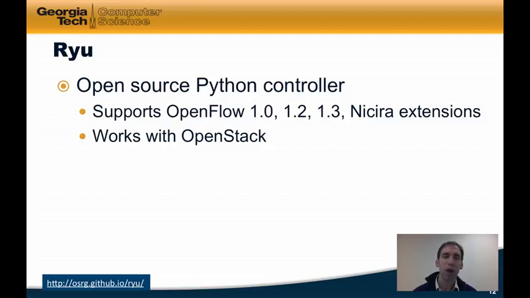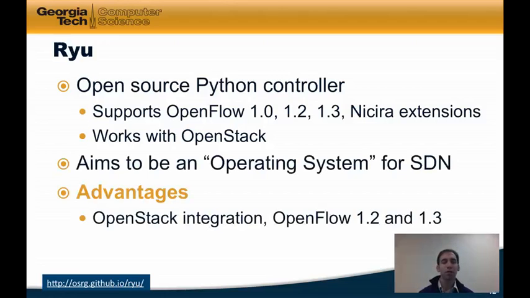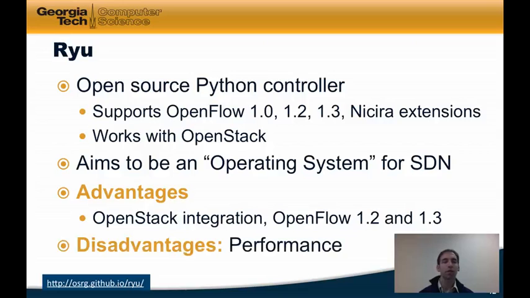OpenStack is a cloud operating system that controls storage, compute, and networking resources in a data center and allows you to write cloud applications on top of that operating system. It's open source and has a very large developer community. Ryu aims to be an operating system for SDN, and it has various advantages, including integration with OpenStack and support for OpenFlow 1.2 and 1.3. Again, the disadvantage is that because it's implemented in Python, it has relatively slower performance than some other controllers.